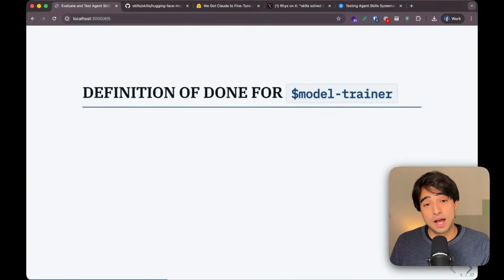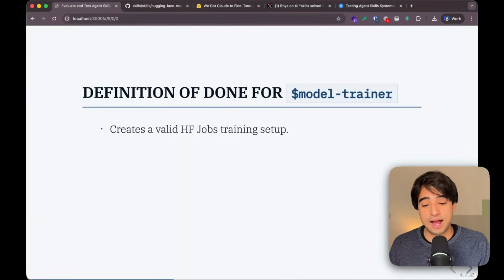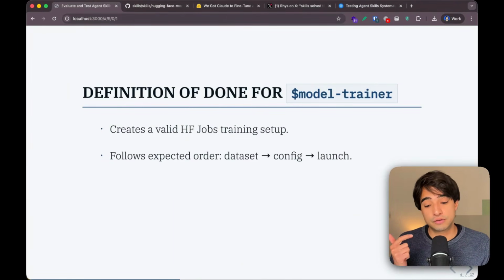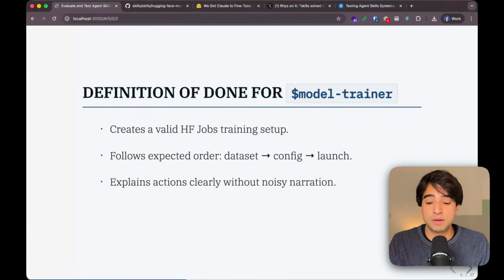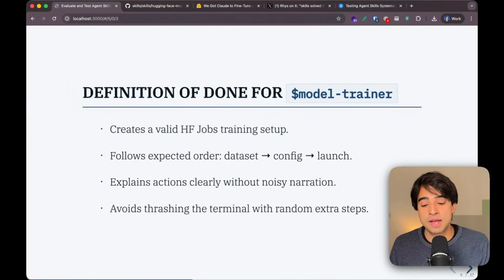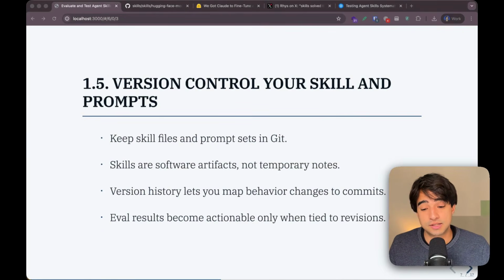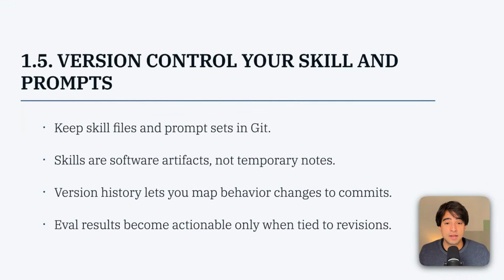And in our case, for Model Trainer, we know that it has to create valid Hugging Face jobs for the training setup. It should follow the expected order of validating the dataset, validating the configuration and launching the job. Then it should explain the actions clearly without any noisy narration, and it should avoid trashing the terminal with random extra steps, as we mentioned before. And I suppose that this is obvious, but in case it is not, skill files are supposed to be considered as software. So they should be version controlled.